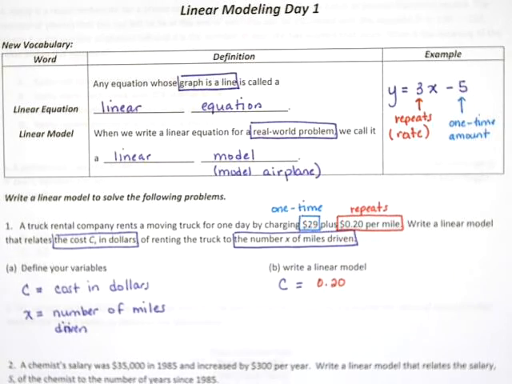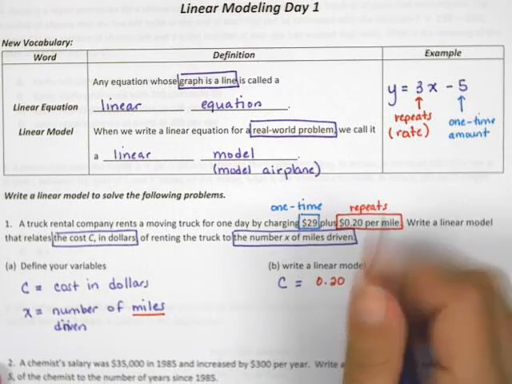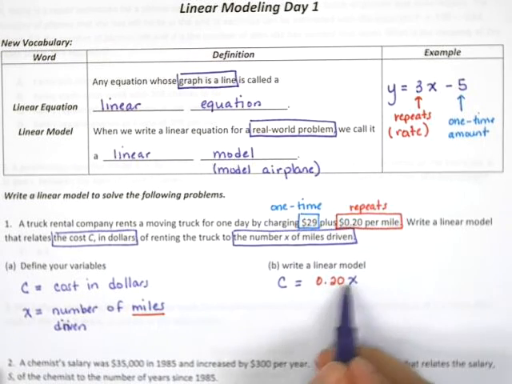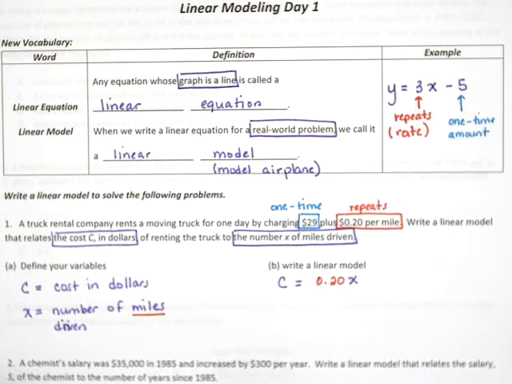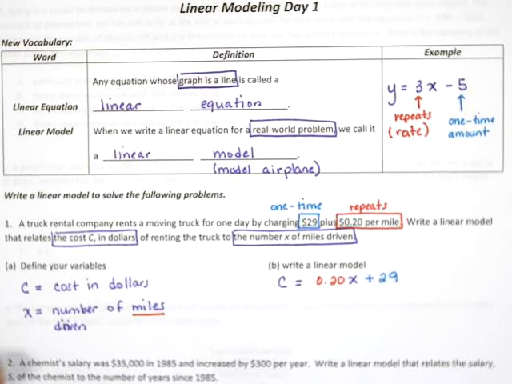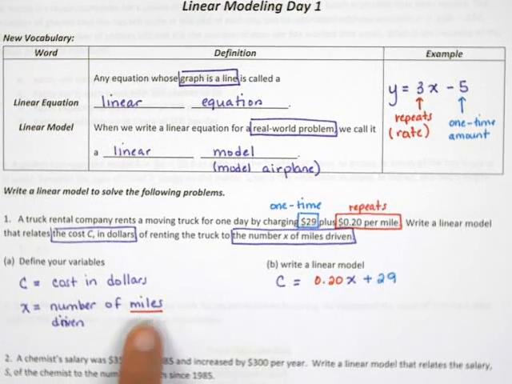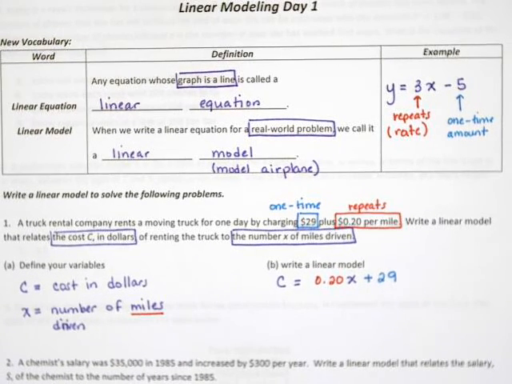And because I'm going to pay that 20 cents for every mile, and X is the number of miles, I'm going to multiply that number by X. Those two are going to be connected. The one-time amount, the $29, is going to go last because I'm only going to pay that one time. And that's why it doesn't have an X. It doesn't repeat every mile. It's just a one-time deal. And that's it. That's how you set it up.